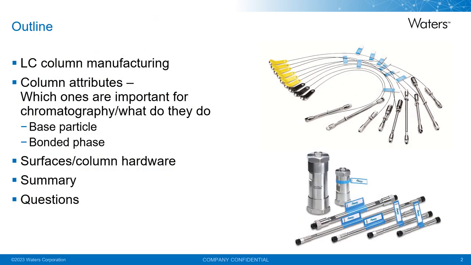The outline for our talk today is I'm going to highlight the importance of LC column manufacturing and what that means to your methods. Then we're going to take a deep dive into column attributes and which ones are important for chromatography and what they actually do, specifically looking at base particles and bonded phases. We'll also take a look at high performance surfaces and column hardware. We'll wrap that into a summary and we'll have some time for questions in the end.